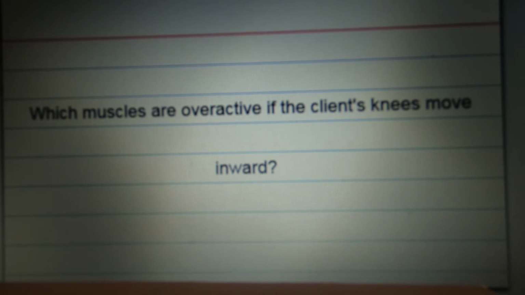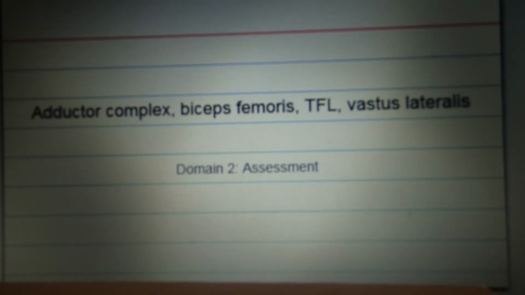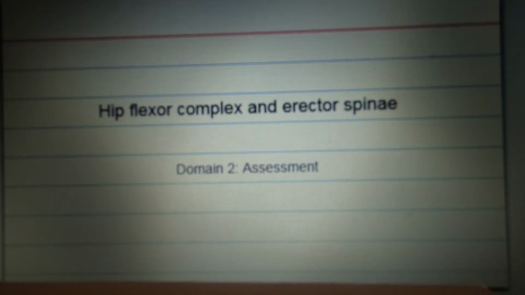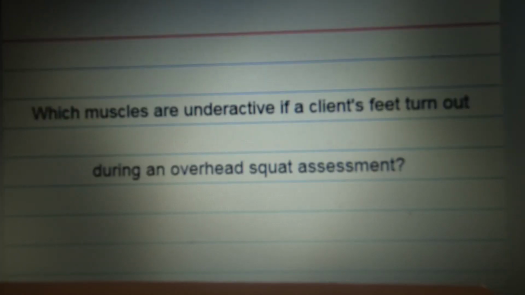Which muscles are overactive if the client's knees move inward? Adductor complex, biceps femoris, TFL, vastus lateralis. Which muscles are overactive if a client's low back arches during the overhead squat assessment? Hip flexor complex and erector spinae.